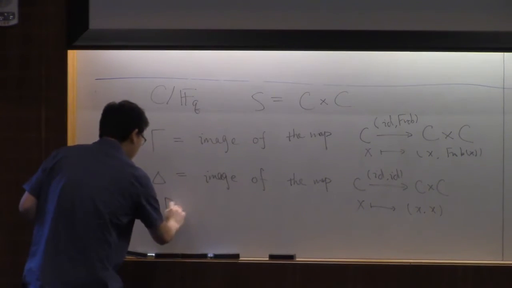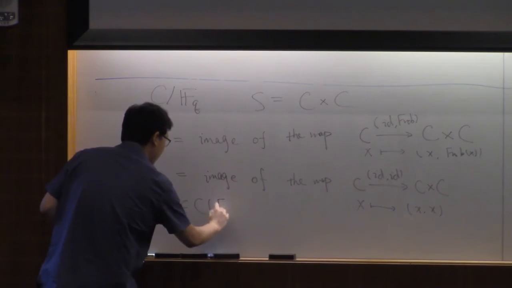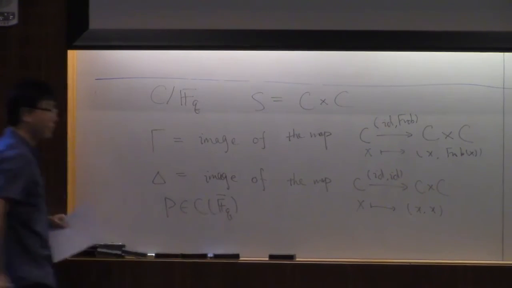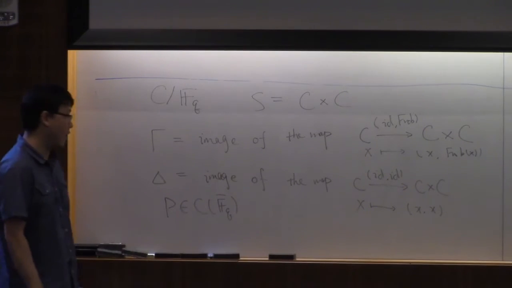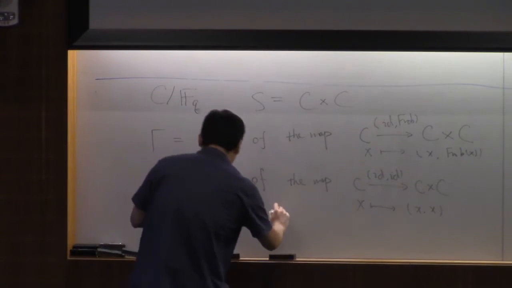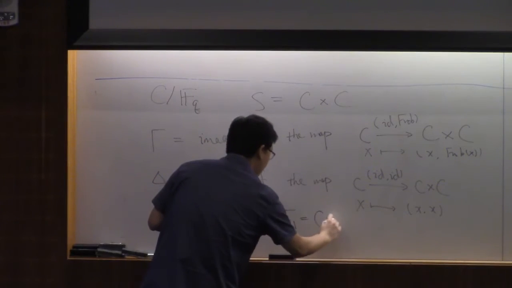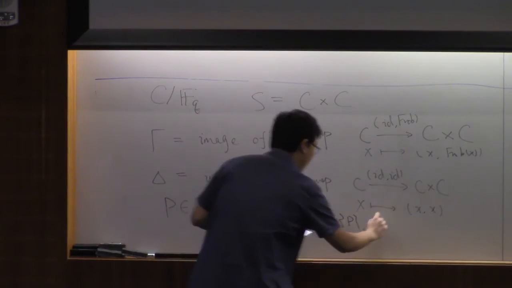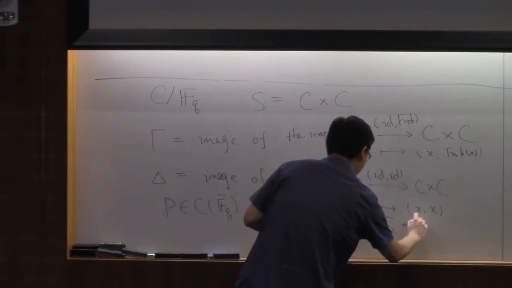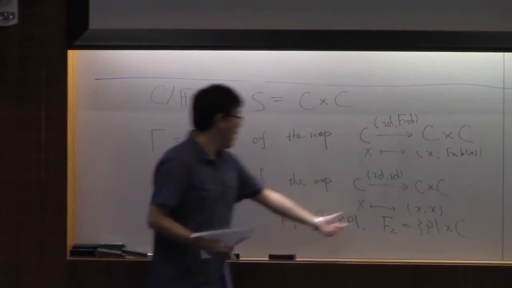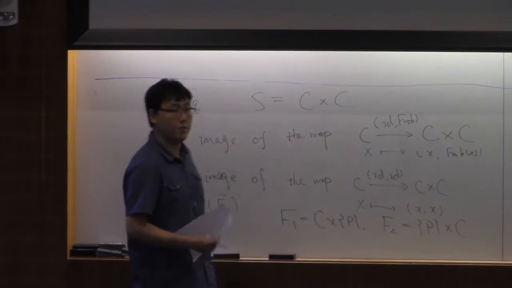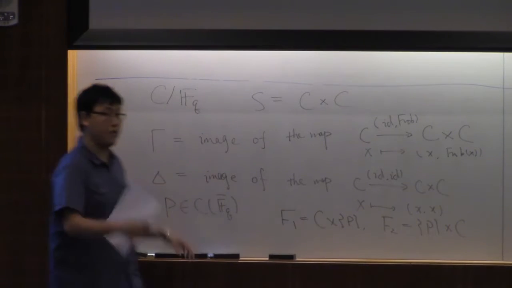And finally, I still have two more curves. I just fix a point P on the curve C, which may not be defined over F_q. It's just a closed point defined on the curve C. Then I define F1 to be C times the point P, and F2 to be P times C. So these two curves are on the surface S, but they are not defined over F_q, they are defined over F_q1.